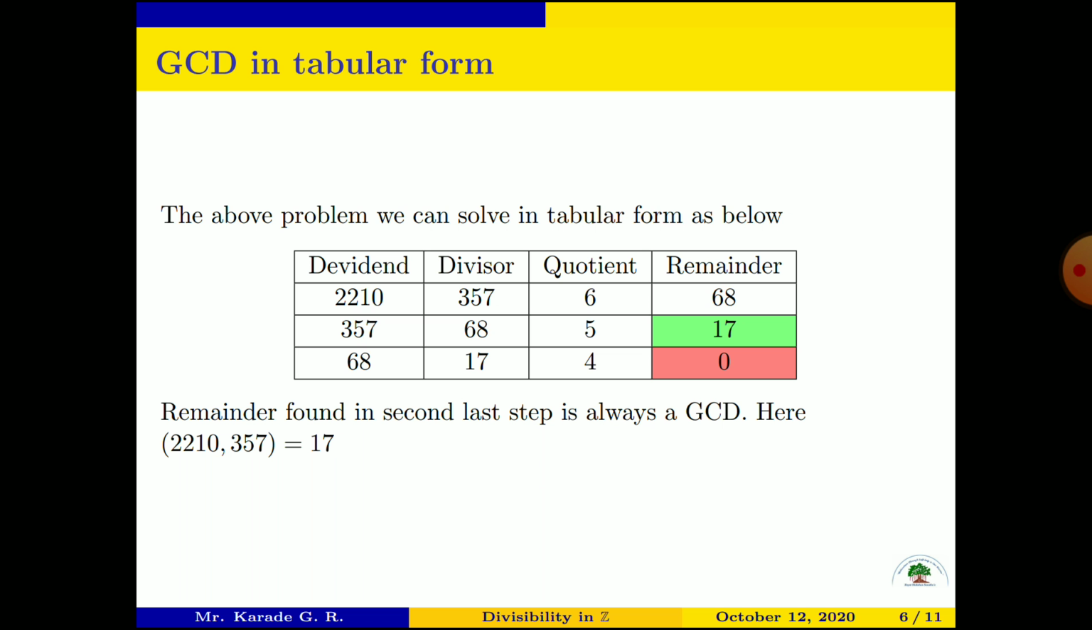Okay, and see here in the last row, in the last column, in the red cell we have the remainder 0, and in the green cell we have the remainder 17. That remainder 17 is nothing but the GCD of these two numbers. So from now onward we solve the problems by using tabular form.